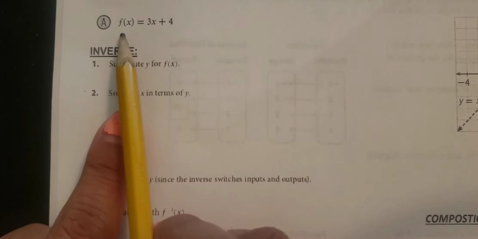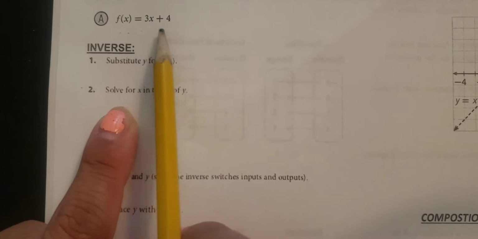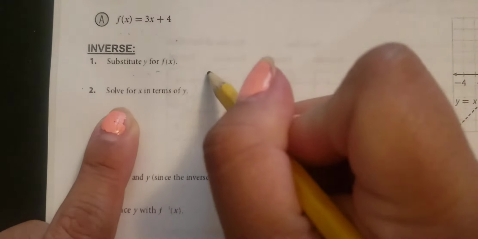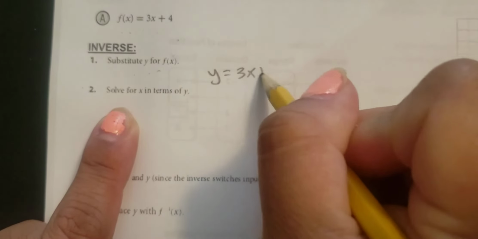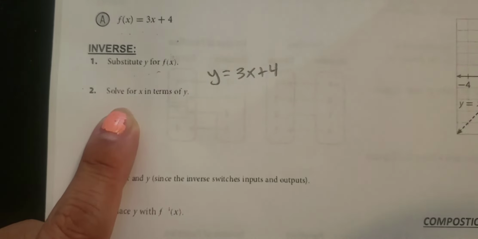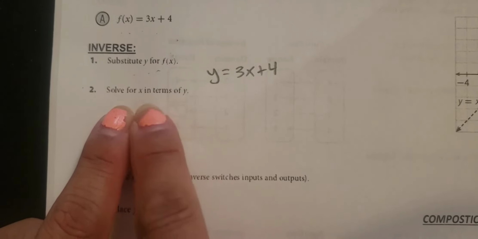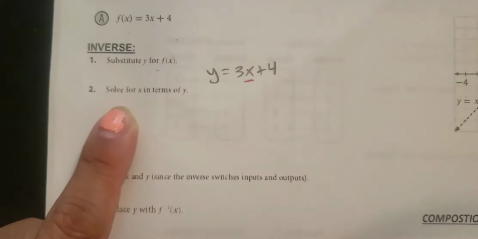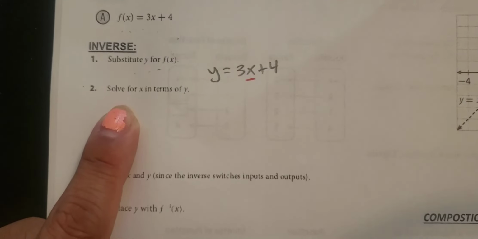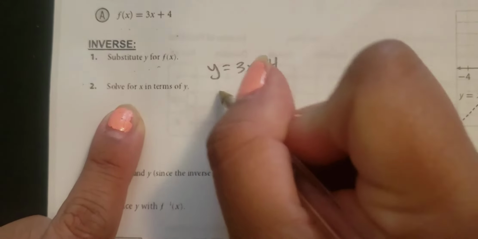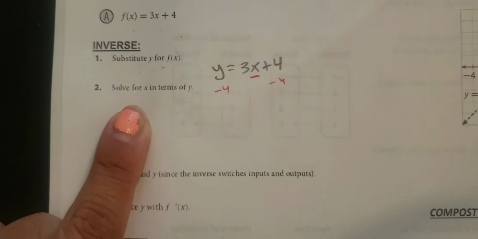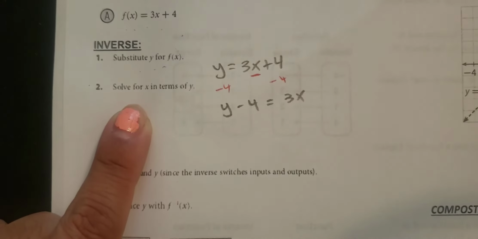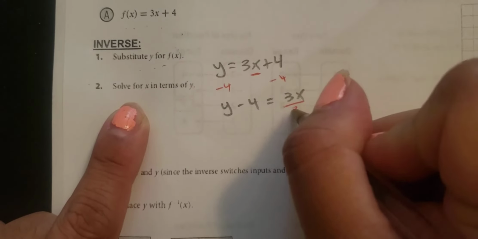Ready? Our function is f of x equals 3x plus 4. Step 1, substitute y for x. That's it. Step 2, solve for x in terms of y. So what we're going to do is we're going to isolate x, get it by itself. So I'm going to subtract 4 from both sides. And then I'm left with y minus 4 equals 3x.